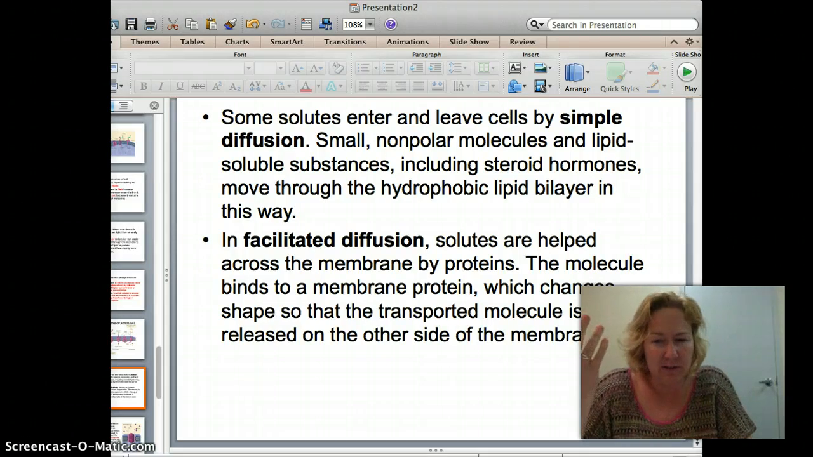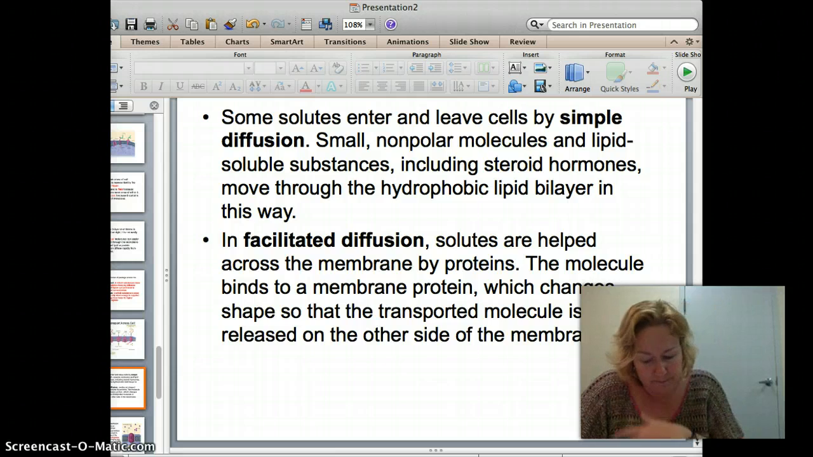Like, dude, hey, are you leaving the cell? Are you going in that cell? Hey, if you're going in that cell, could I just go with you? Yeah. Facilitated. Somebody has to facilitate the relationship. It doesn't just happen on its own.